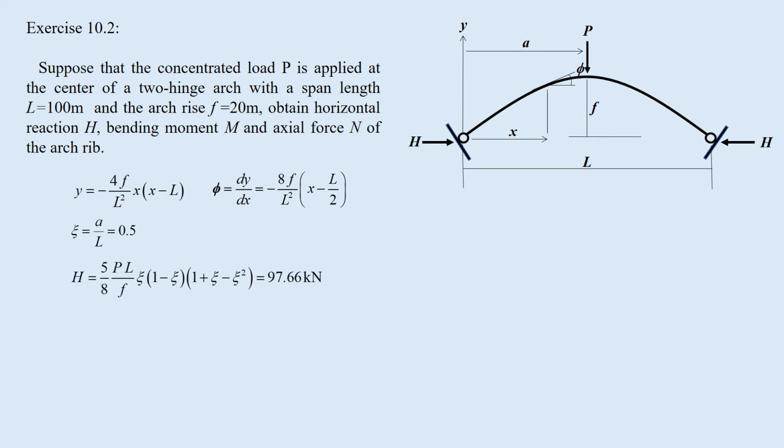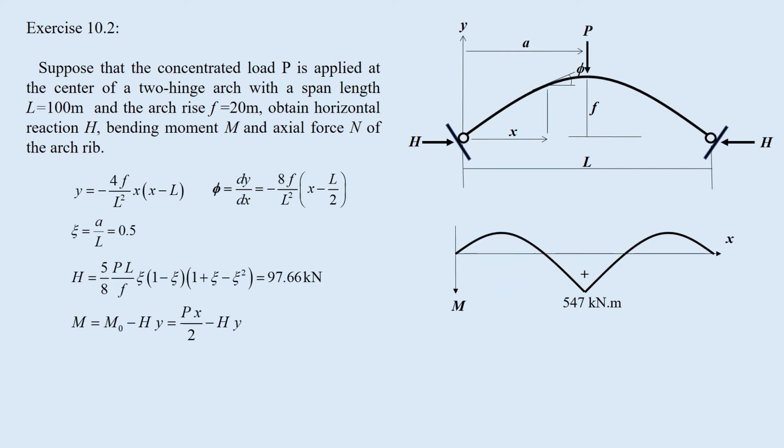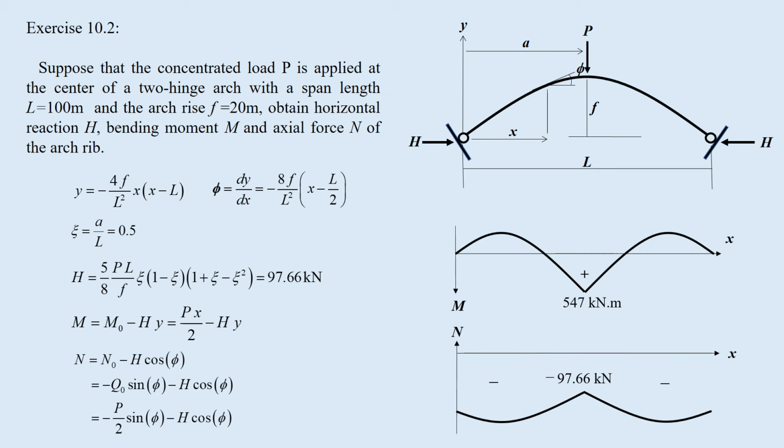There is a formula for the concentrated load which gives H with Xi of A over L. In this case, Xi is 0.5 and H is obtained like this. Then we can calculate M equal M0 minus Hy, which is shown in this graph. Axial force N is obtained and shown in this graph.